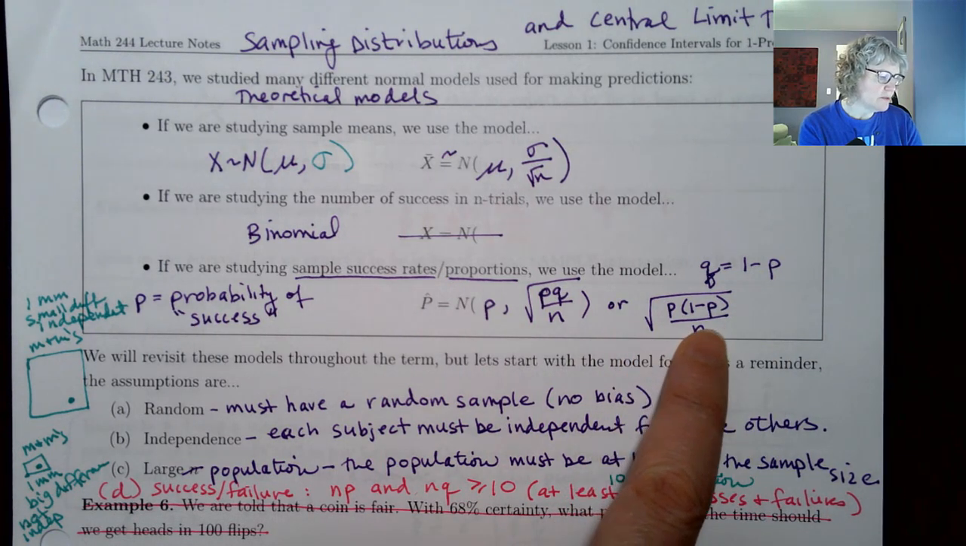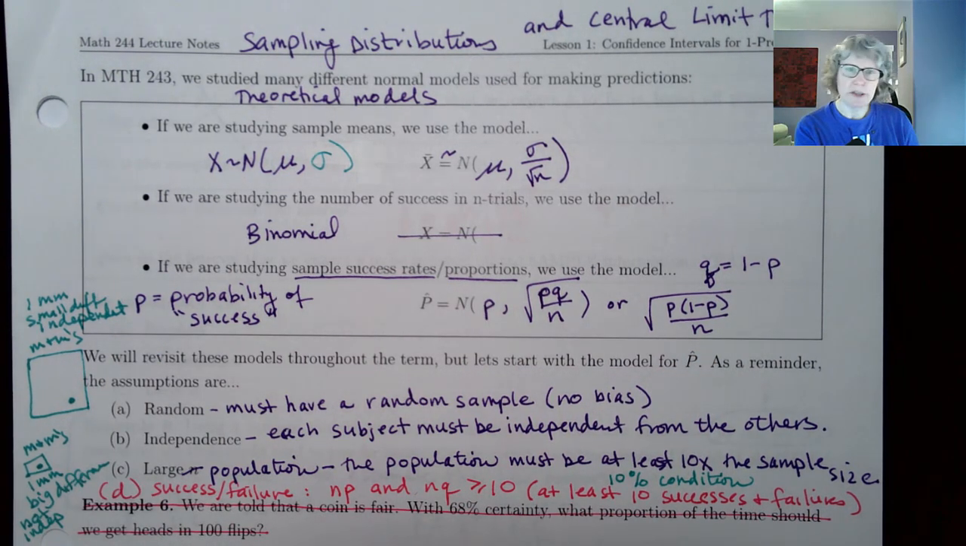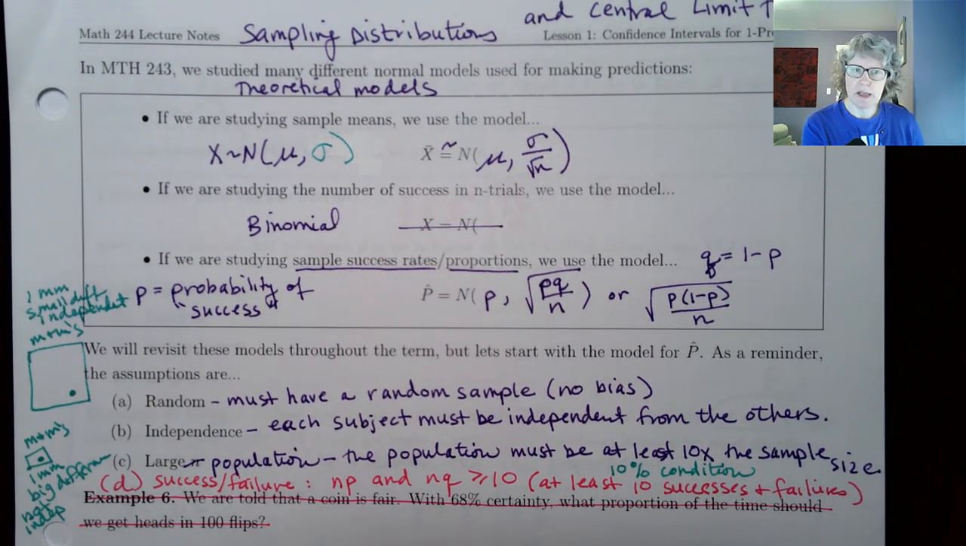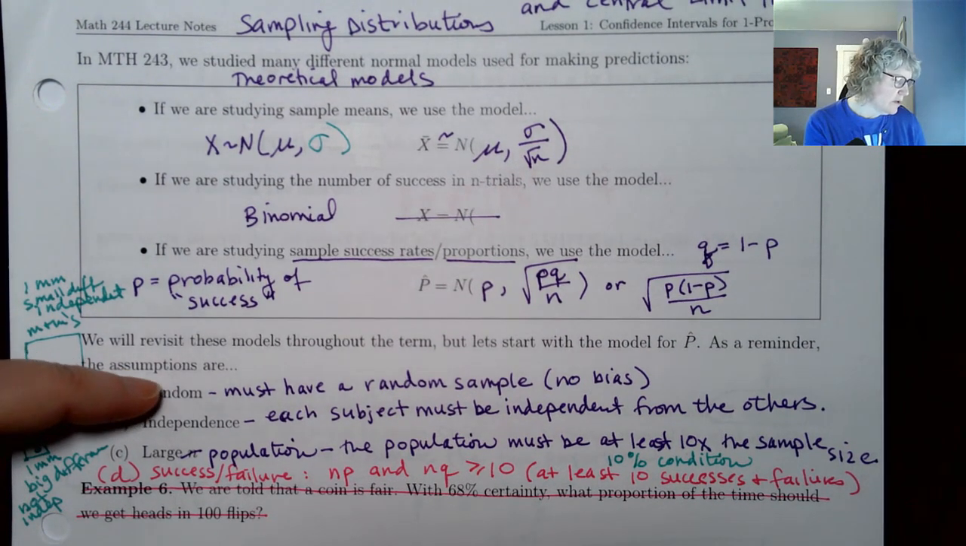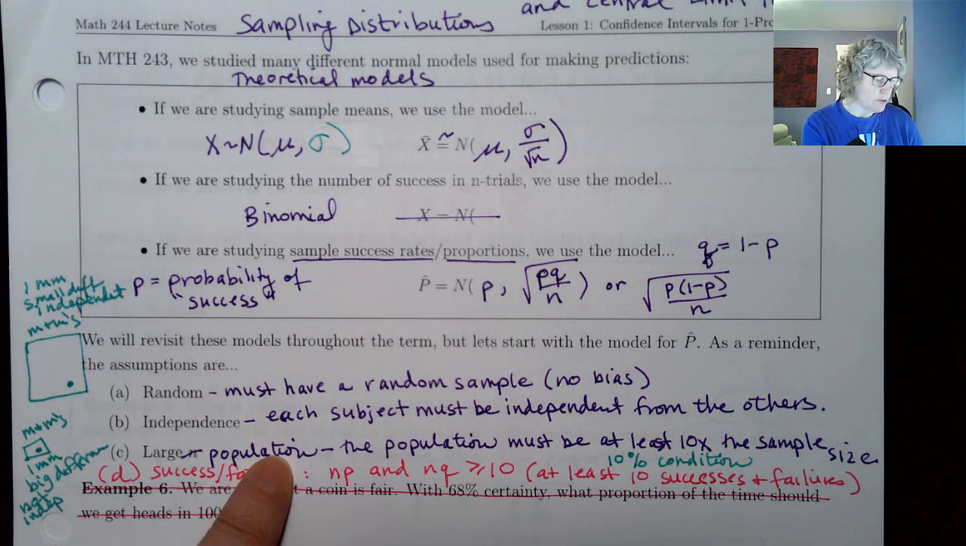Remember, Q is 1 minus P, so you could also write this as P times 1 minus P over N. And P is our probability of success, or whatever we're looking for, like voting for a candidate or having a working part in a factory. Then our conditions are: we must have a random sample, and each subject must be independent from the other subjects.